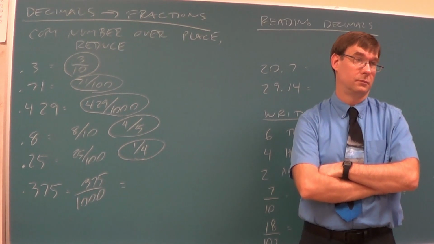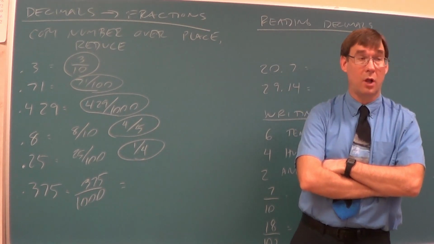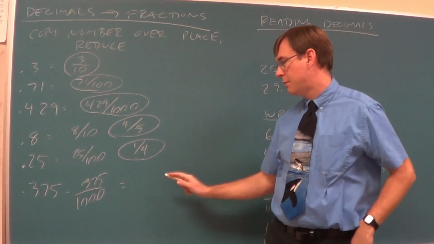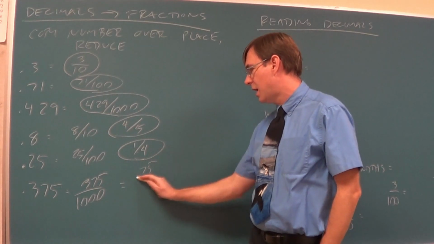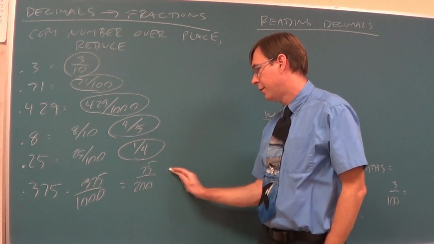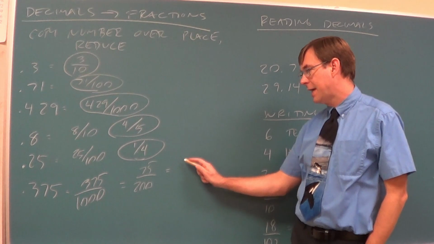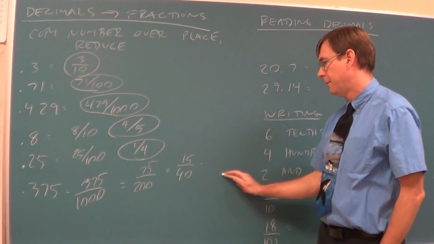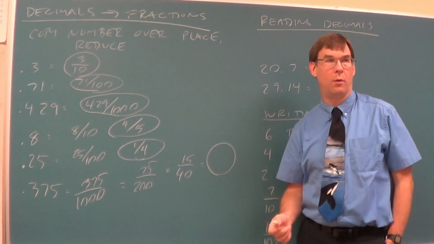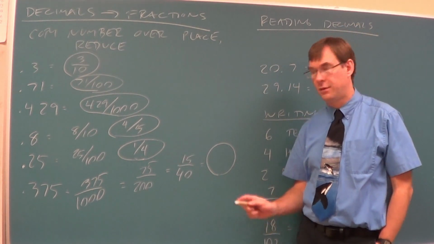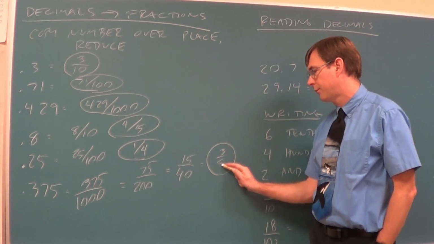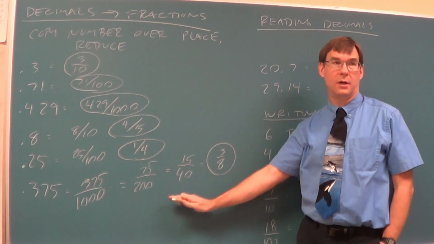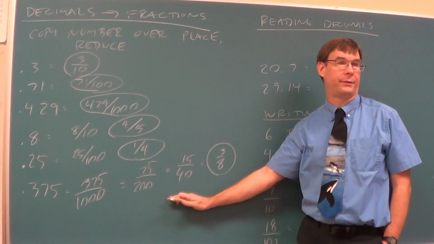Is it 15 over 40? That's getting close. The first time you do 5s, you'd get 75 and 200. Then if you do 5 again, you'd get 15 and 40. But it can still go one more time. 3/8. 3/8 is the answer. Any question about the first topic there?